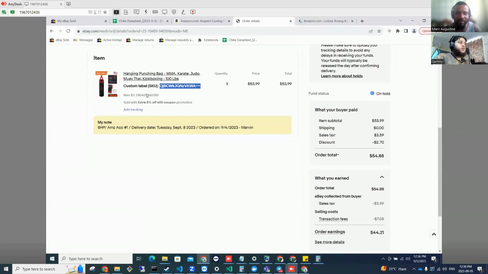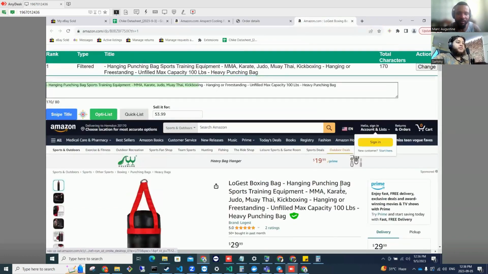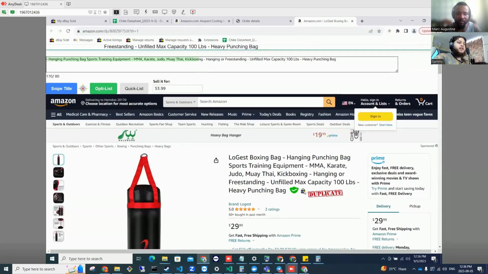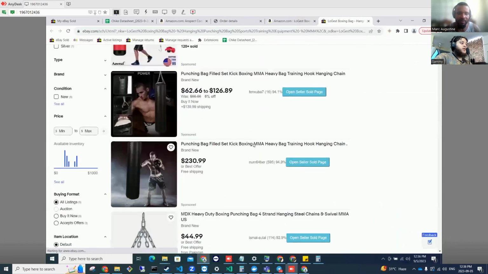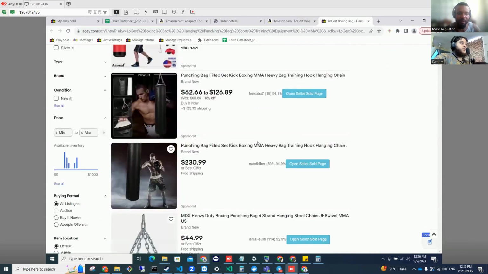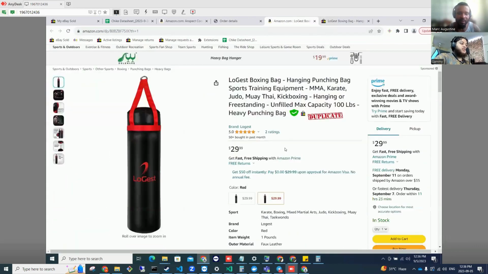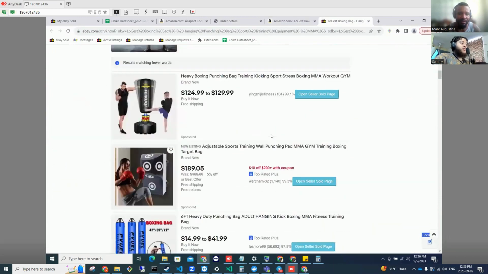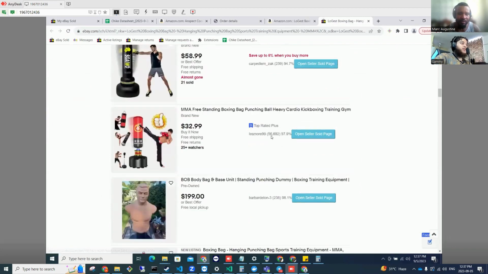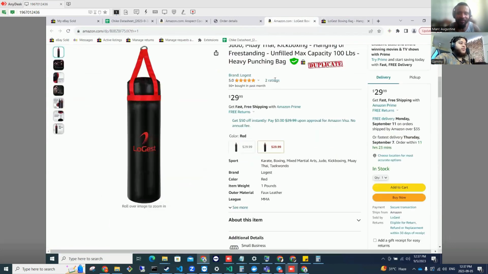Yeah, so right over here, we can see this boxing bag, hanging punching bag. Let's go ahead and open up the competition on eBay. Is that the same item? No, it's not. So I wonder, are we the only one that's selling this bag? No, there's one person. Right over here, $44.